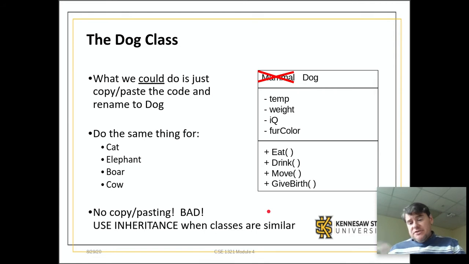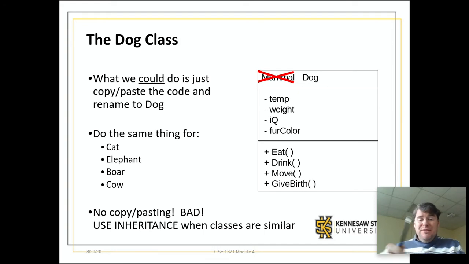All right, so I had this mammal class, and now I need to make a dog class. Well, one option is I could go off and create a dog class, and basically copy and paste everything that was over in the mammal class into my dog class, because it turns out dogs also have temperature and weight and IQ and fur color, and they also need to know how to do all these things because, well, dogs are basically mammals. So one option here would be I create another class and I copy and paste all of the code over.